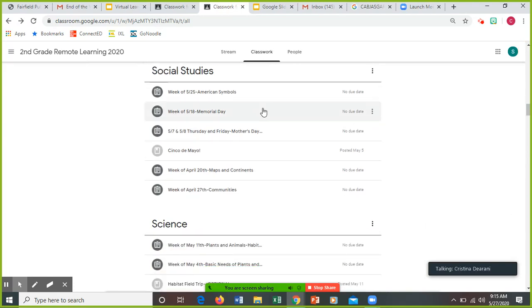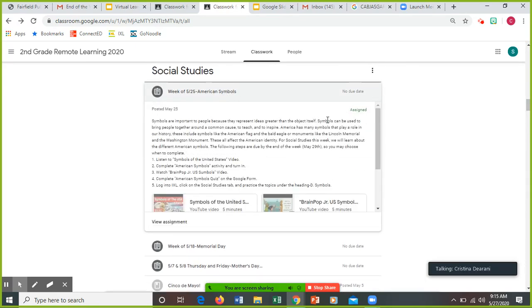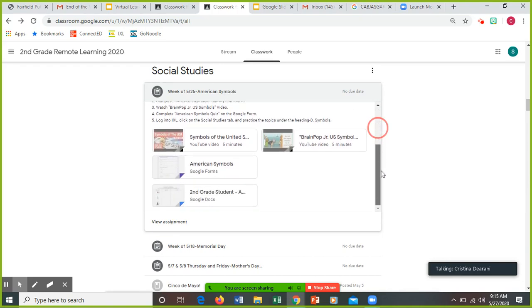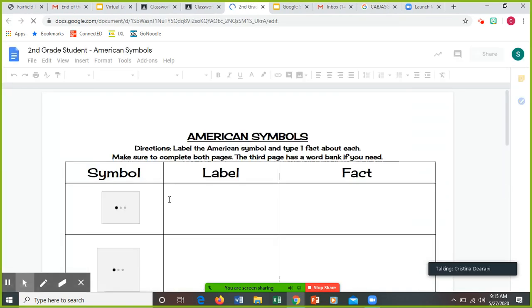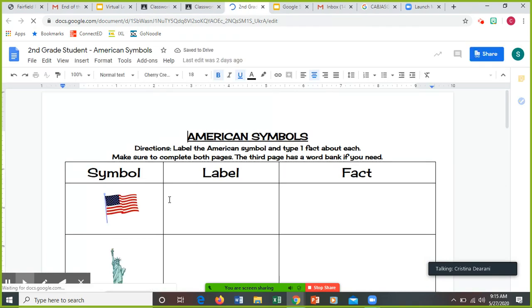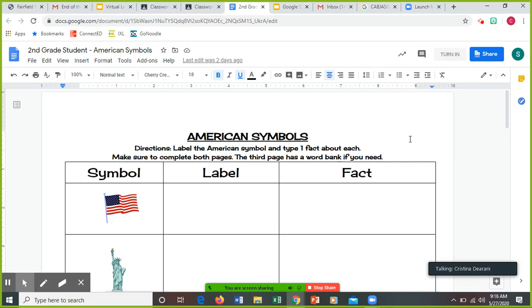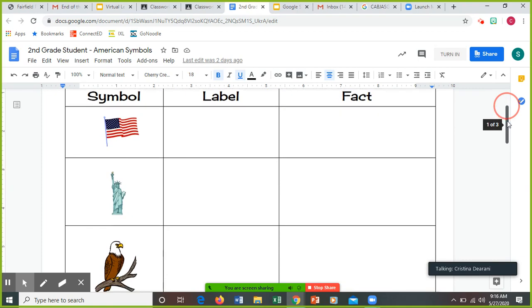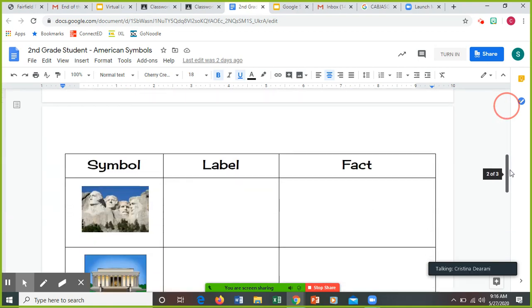And then you could finish up anything from your social studies that you didn't get a chance to do yet. So you have your two videos, both 5-minute videos, your Google Doc, I would do first, and then save the quiz for last. So I know some people already handed this in. That's fabulous. Okay. So label the American symbol, type one fact about each. Make sure to complete both pages. The third page has a word bank if you need. So here's your symbols. I'll label it, put a fact there.